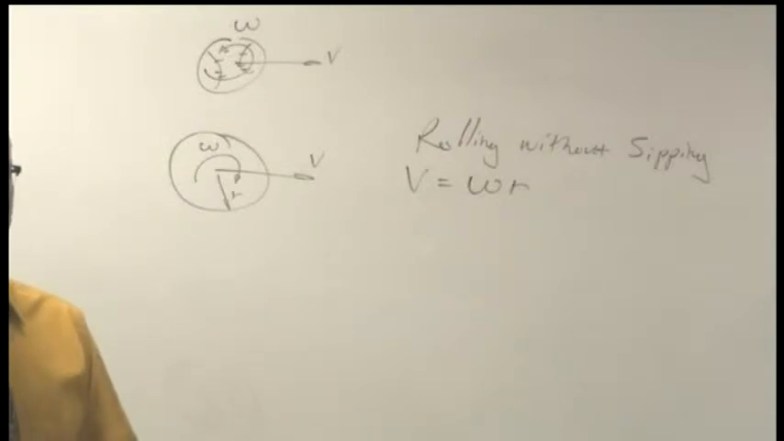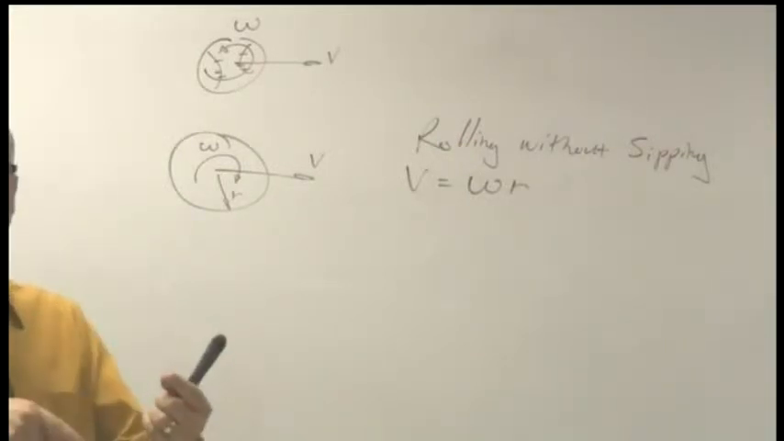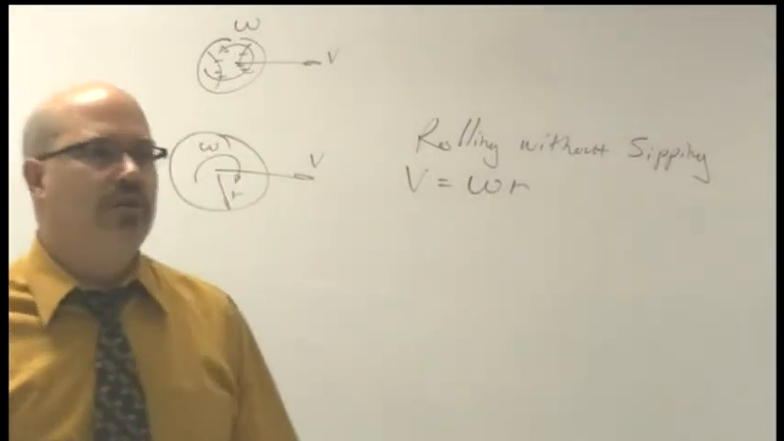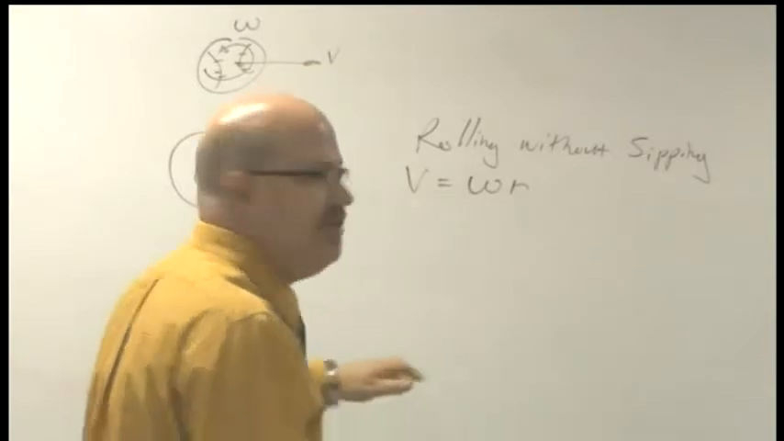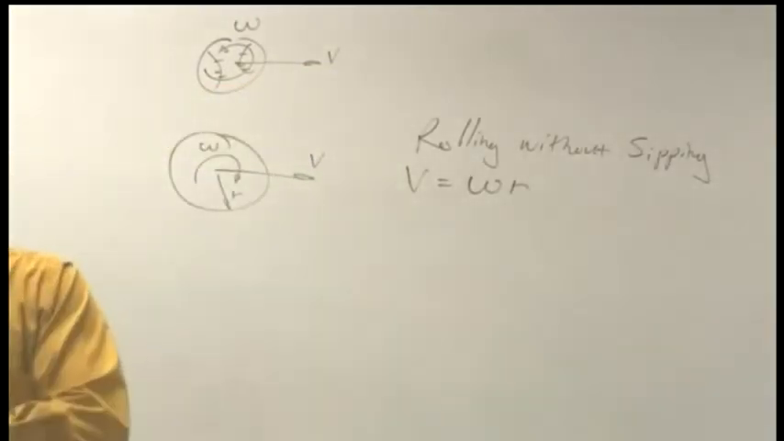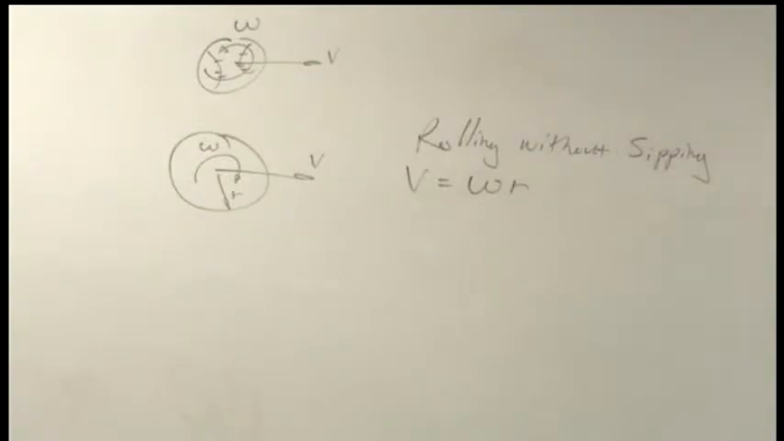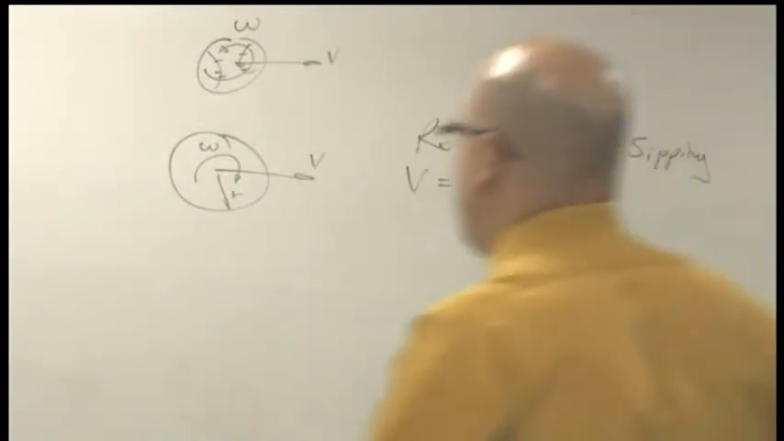So the object has to be touching a surface? Yes, if the object is touching a surface and it's rolling, then we'll have this relationship. But for the Earth, there's no direct relationship between the translational kinetic energy and the rotational kinetic energy of the Earth.